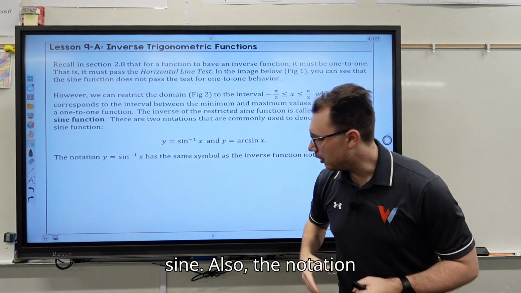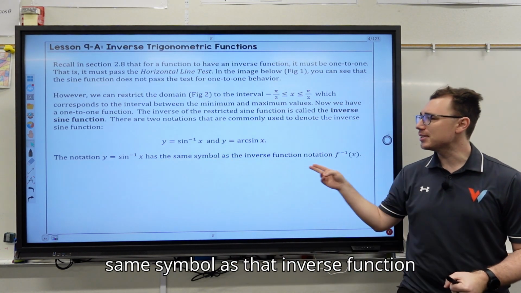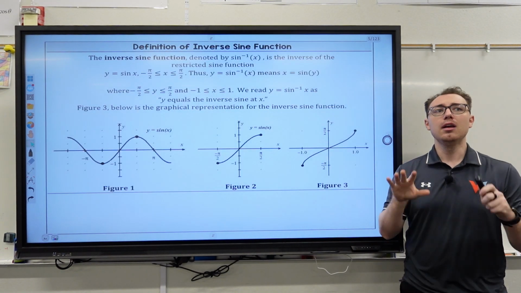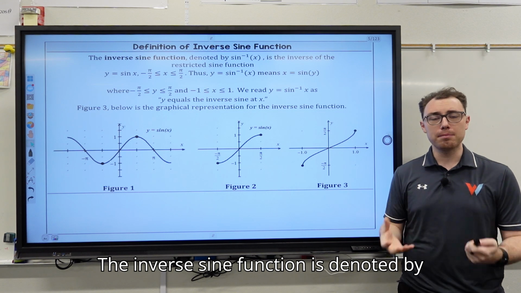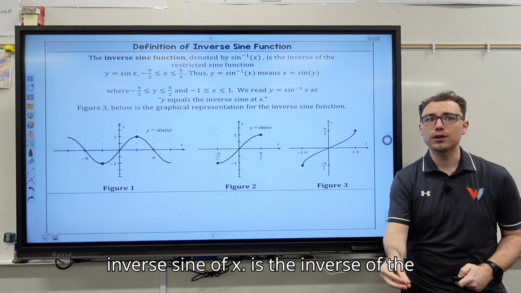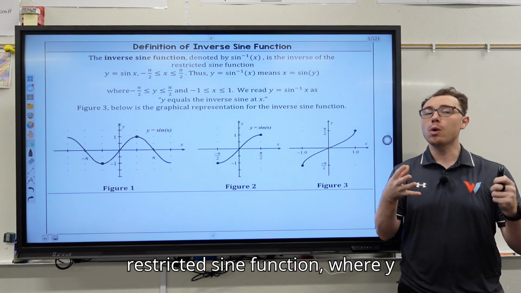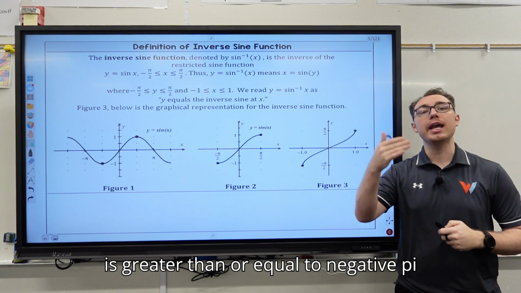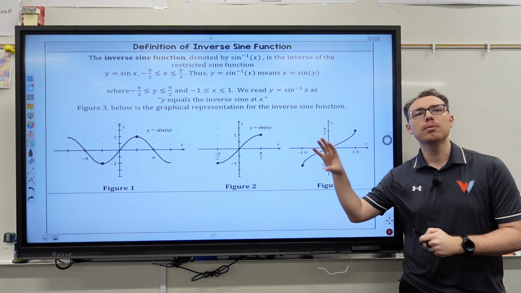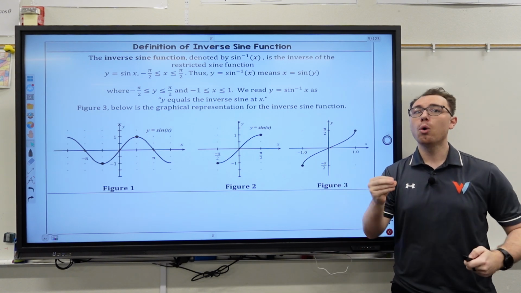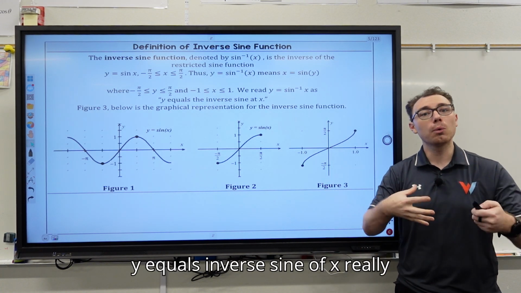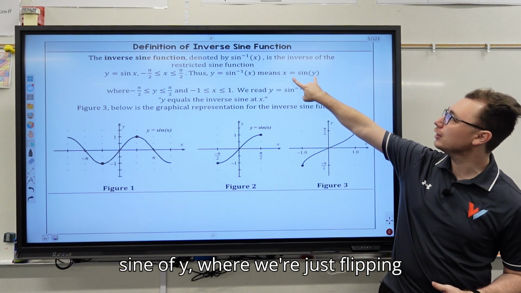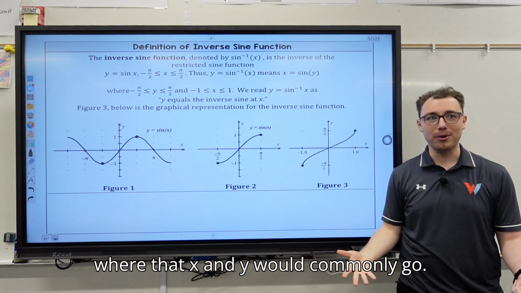Also, the notation of y equals inverse sine of x has the same symbol as the inverse function notation, f inverse of x. The inverse sine function, denoted by inverse sine of x, is the inverse of the restricted sine function, where y is equal to sine of x, where x is greater than or equal to negative pi over 2 and less than or equal to positive pi over 2. Thus, y equals inverse sine of x really means x equals sine of y, where we're just flipping where x and y would commonly go.